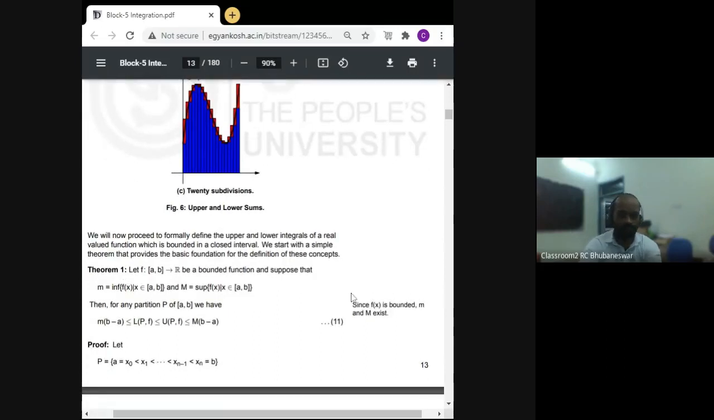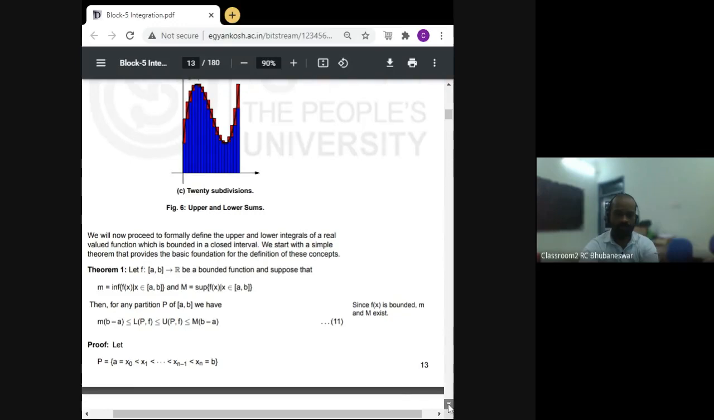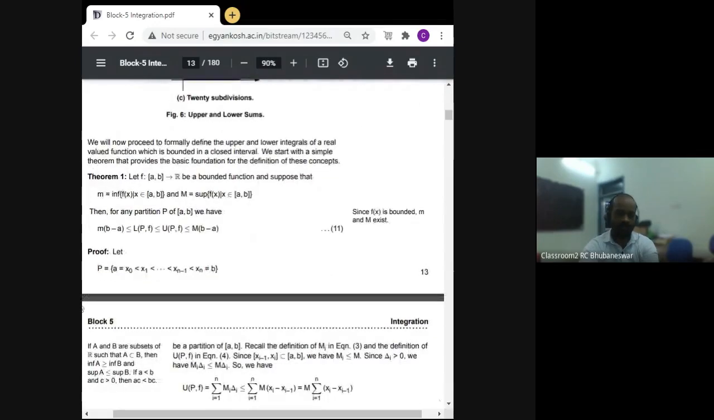And before we discuss the upper and lower integrals, we have here a small theorem which gives us a relation between the upper and lower Darboux sums and the infimum and supremum value of the function. So here the statement goes like this. We have taken a function that is defined over a closed interval AB, the codomain is the set of real numbers R, and it is a bounded function.